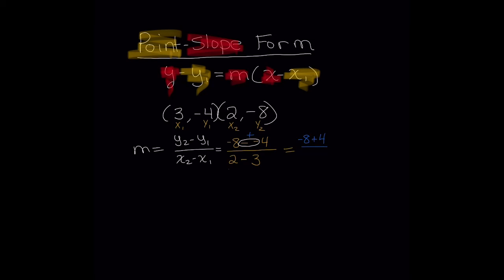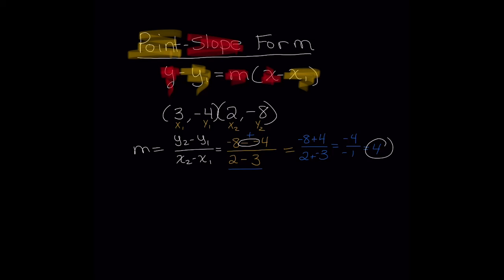And then be careful here too, because this is 2 minus 3, not 3 minus 2. So this would become 2 plus negative 3. So this would be negative 4 over negative 1, which simplifies just to 4. So we have that for our slope.